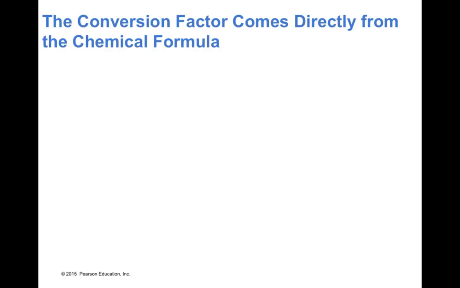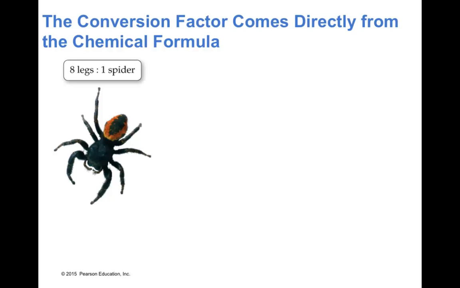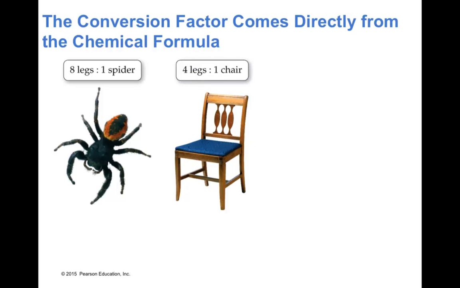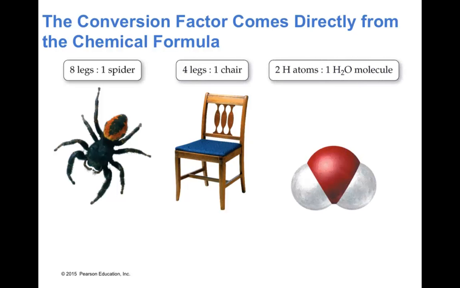So the conversion factor comes directly from chemical formulas. 8 legs in 1 spider. For each spider we're going to find always 8 legs. In a chair we have 4 legs, and in 1 molecule of hydrogen we have 2 atoms of hydrogen. So all of these are conversion factors using these types of examples, so we can understand a little bit more about the conversion factor from the molecules.